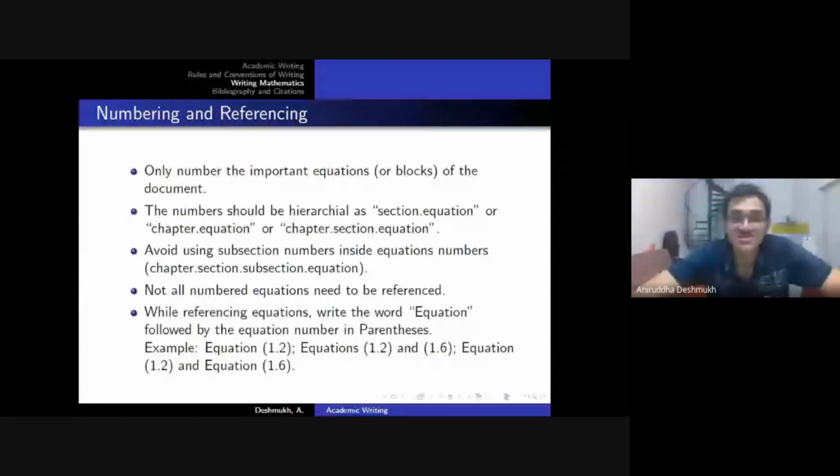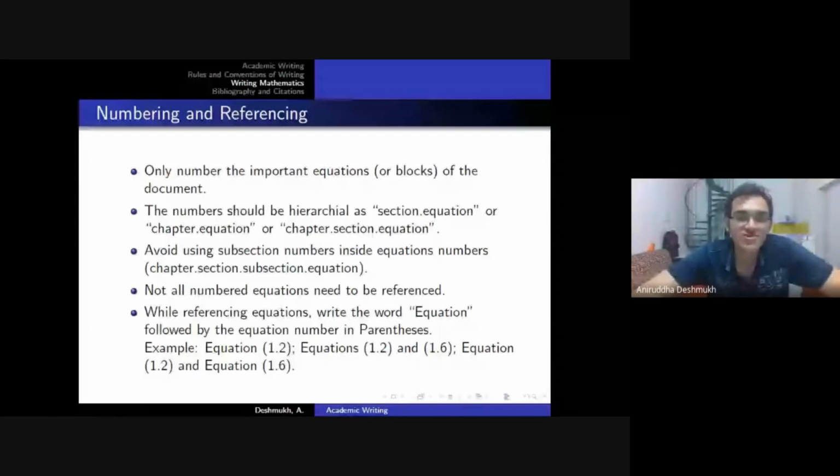Usually in a research paper or a thesis, we have the following hierarchy. First of all comes the chapter number, then comes the section number, and then the equation number. Or if you want to omit the section number, it is all right. But because there are no chapters in a research paper or article, there is no chapter number, there is the section number and then the equation number. Then we never use the subsection number to denote equations. We never write chapter, section, subsection, and then equation number.